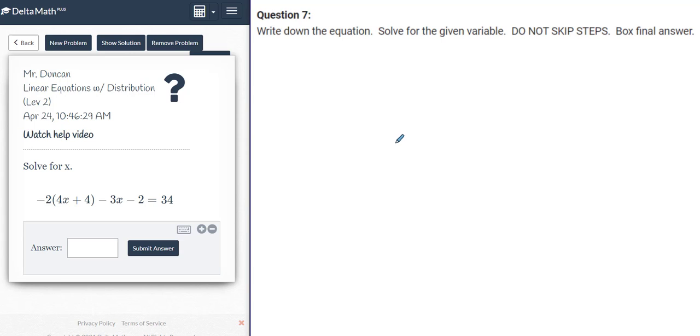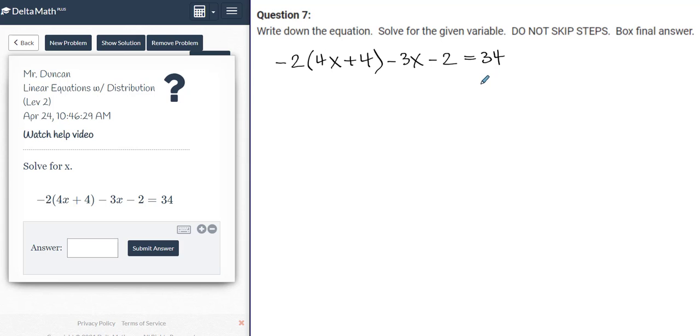Linear test pretest, question 7. From Google Classroom: write down the equations, solve for the given variable, do not skip steps, box final answer. Solve for x. Okay, so let's write the equation. So I've got -2 parentheses 4x plus 4 close parentheses minus 3x minus 2 equals 34.